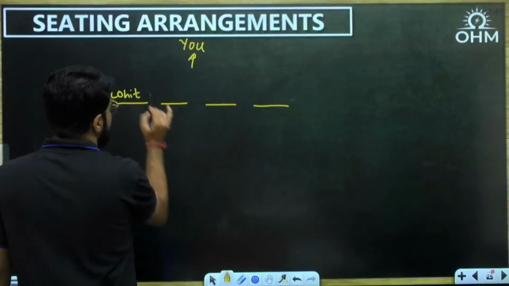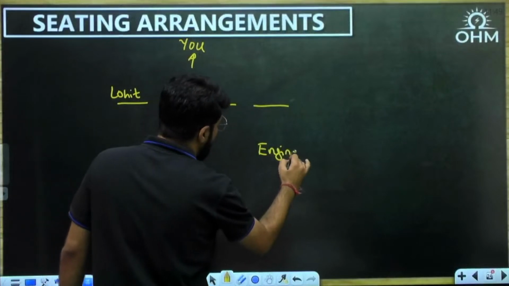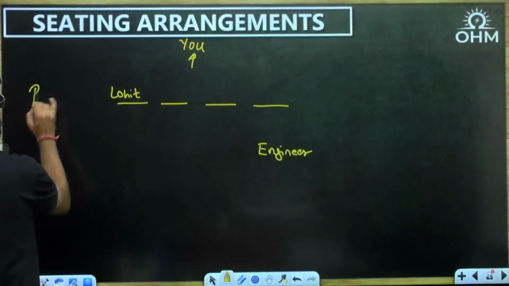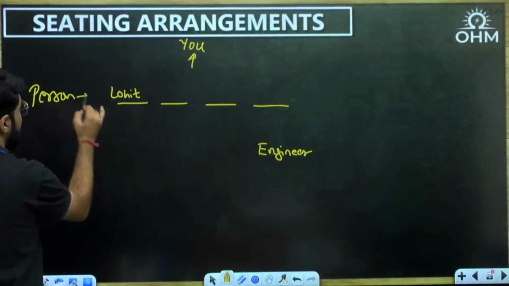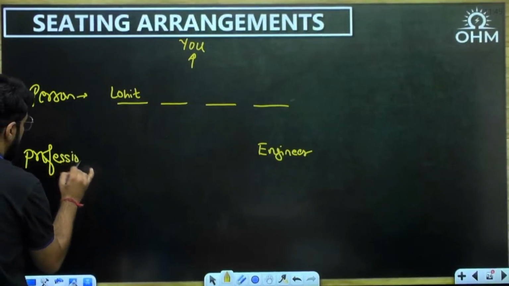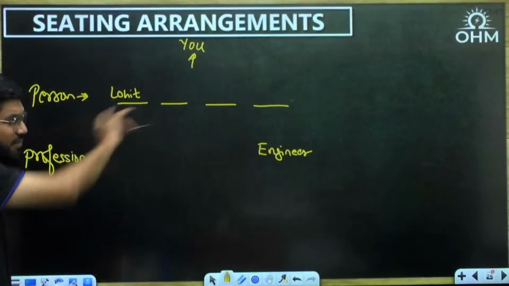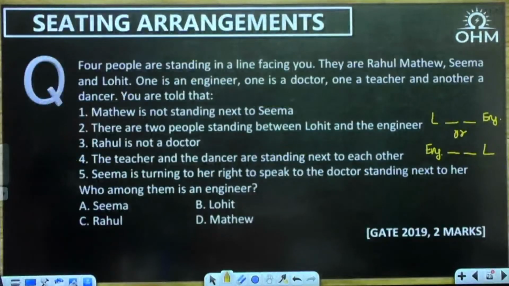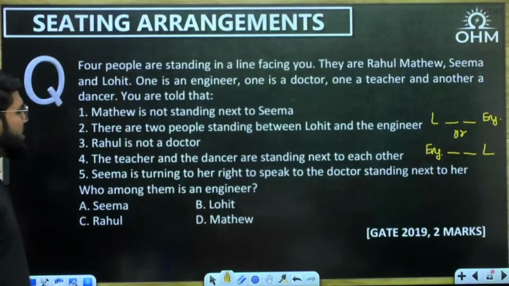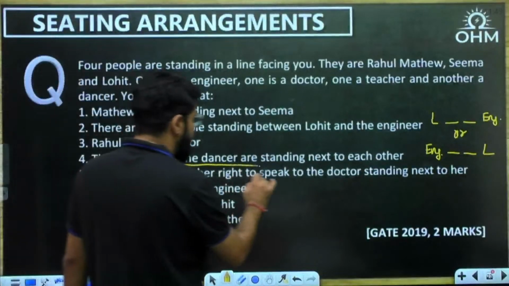Let us say Lohit is here, and who is here I don't know. I'll write down the person here and their profession separately here. So engineer, but the name of the person is not known. Between Lohit and the engineer there are two persons. Rahul is not a doctor. Teacher and dancer are standing next to each other.